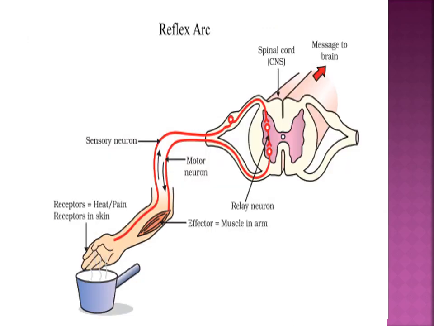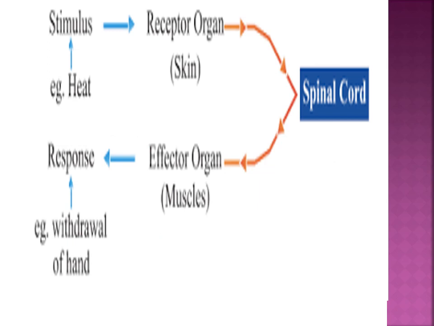Let's look at this reflex arc. Receptors, heat and pain receptors in the skin, sensory neuron, the message is going to the spinal cord. Here the relay neuron, that is the interneuron, interprets that message, and then the message goes through the motor neurons, and the response will be there. Effectors, those are the muscles and glands, they will respond to that stimulus. This one is the whole passage: the stimulus, receptor organ, spinal cord, then the effector organ, response, and finally we withdraw our hand.